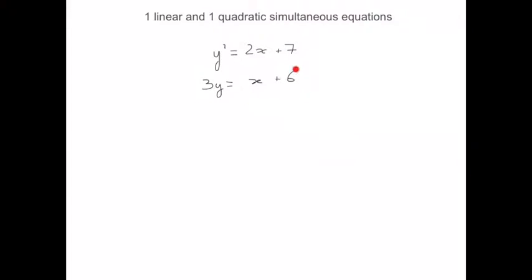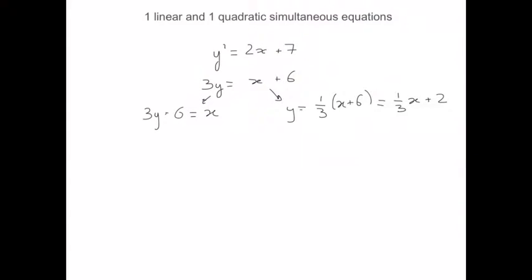If we decide to first make x the subject in here, we need to subtract 6 on both sides of this equation to get rid of this plus 6, leading us to 3y minus 6 is equal to x. So that's our first option. The second option is to make y the subject. We need to divide by 3 on both sides to get rid of this 3, and we end up with y is equal to a third of x plus 6, which multiplies out to a third of x plus 2.